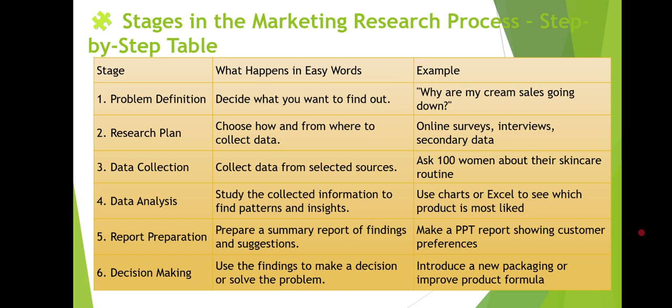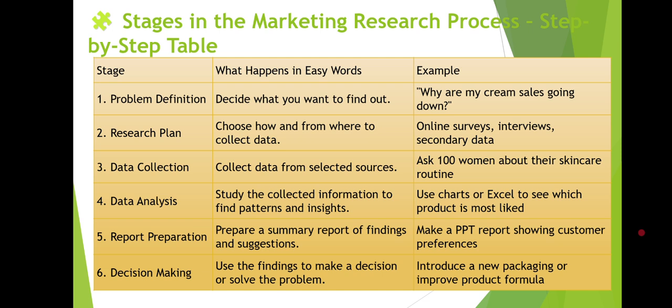These are the steps of the marketing research process. First step we have problem definition. That means you have to define the problem clearly and decide what you want to find out in this stage. For example, why are my cream sales going down? So here you basically find out the root cause of the problem. Second stage we have research plan. That means choose how and from where to collect data. For example, online surveys, interviews and secondary data.